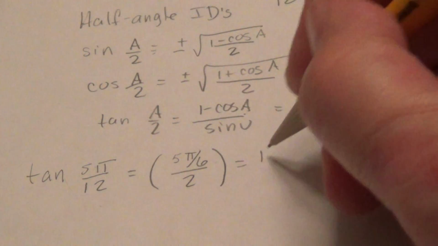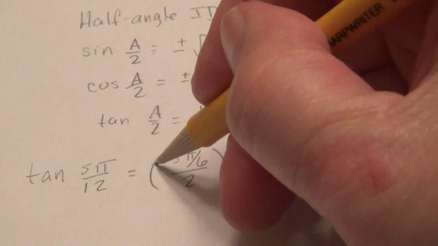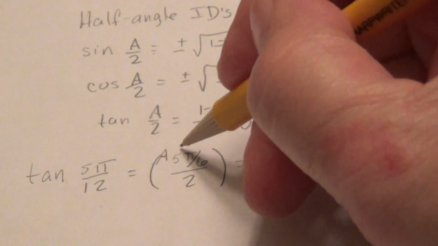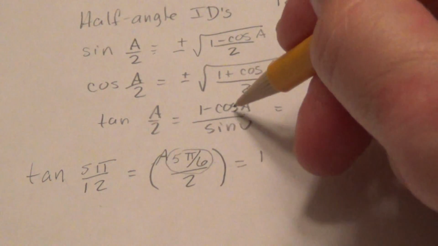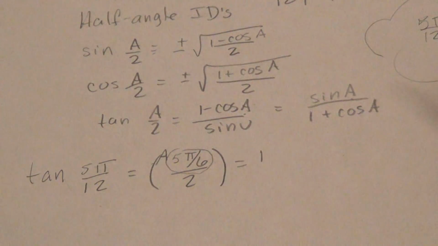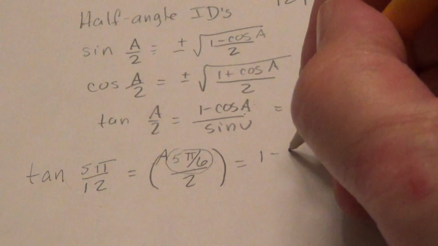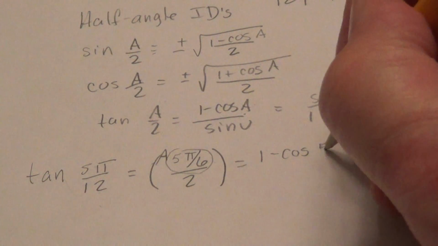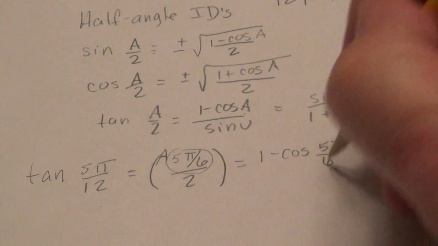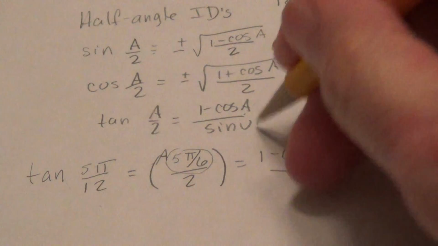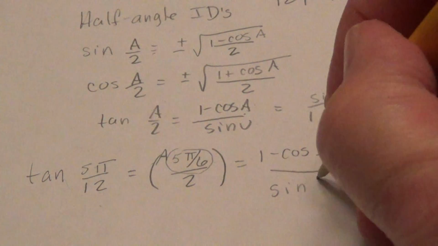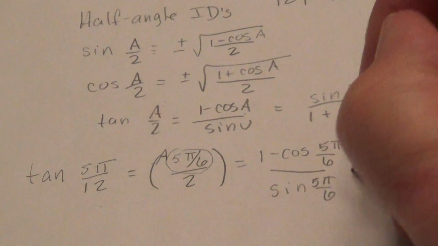So I'm going to go 1. This is my A value right here, and when I hit A in the formula, I replace it with that. So I do 1 minus cosine 5 pi over 6 over sine of 5 pi over 6.